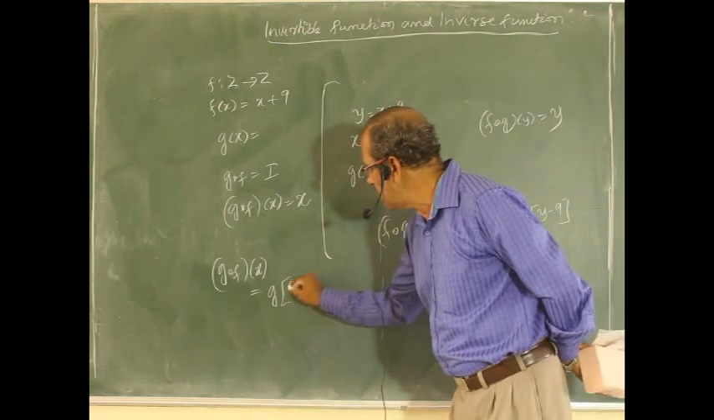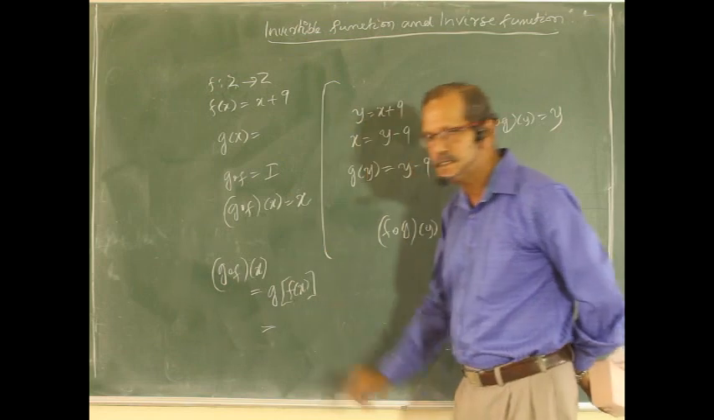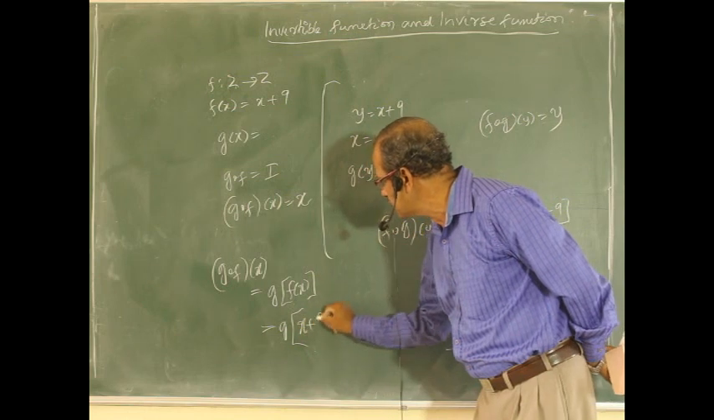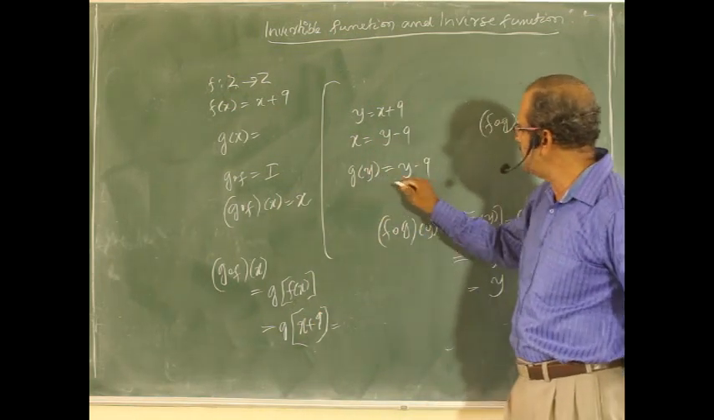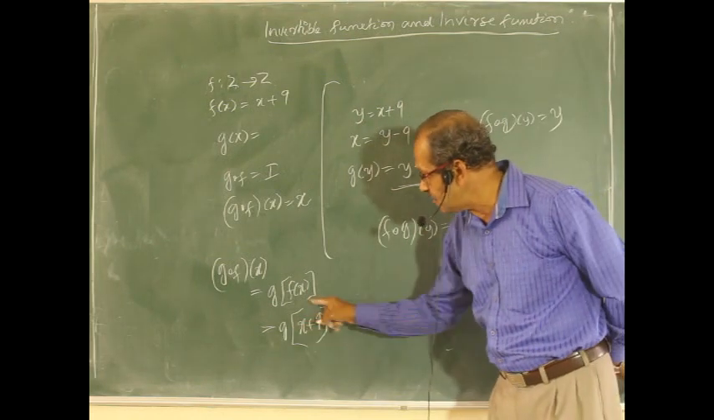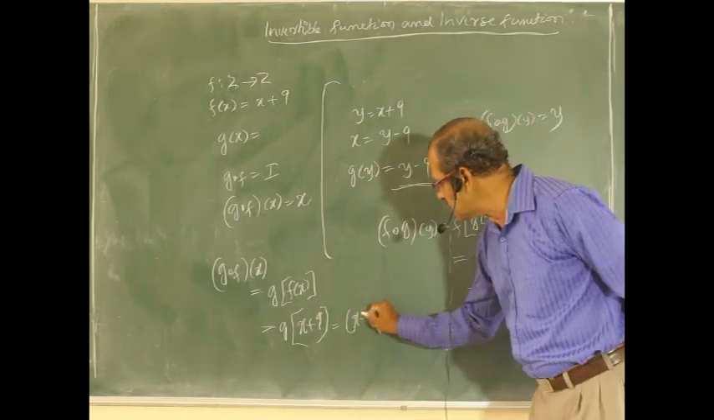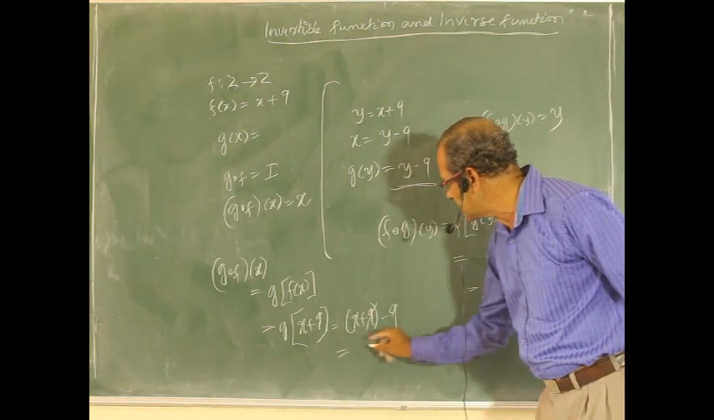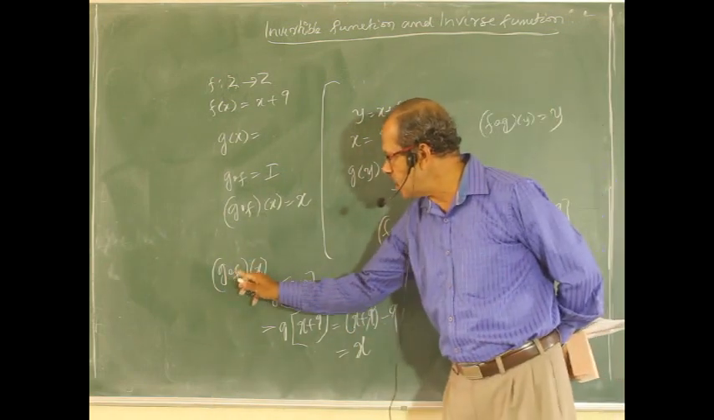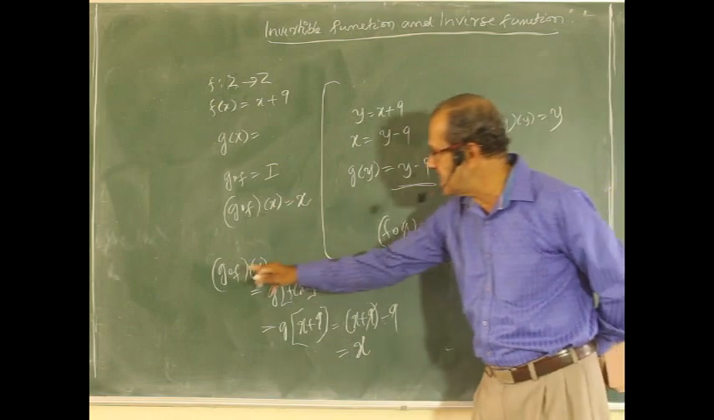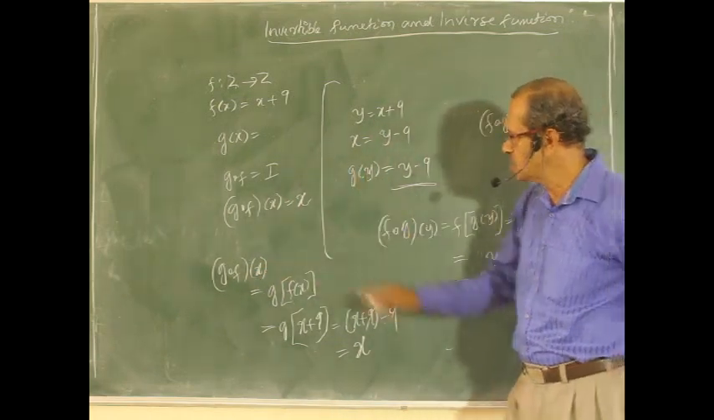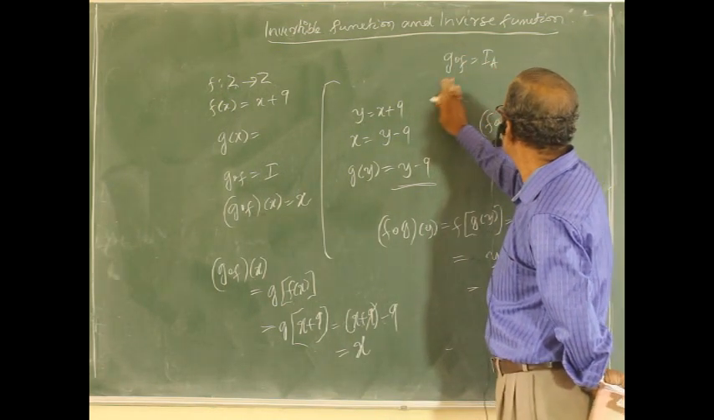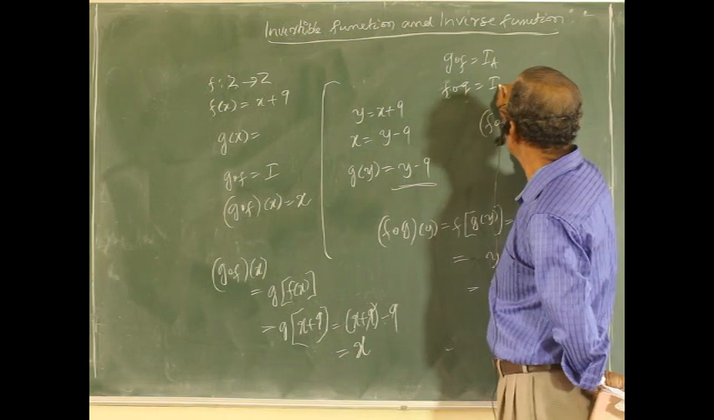G of F of x is x plus 9. G of y is y minus 9. What about G of x plus 9? It is x plus 9 minus 9. The 9 cancels. You get x only. G composite F of x equal to x means G composite F is also identity. So this identity is denoted by IA, whereas this one, F composite G, is IB, second set.